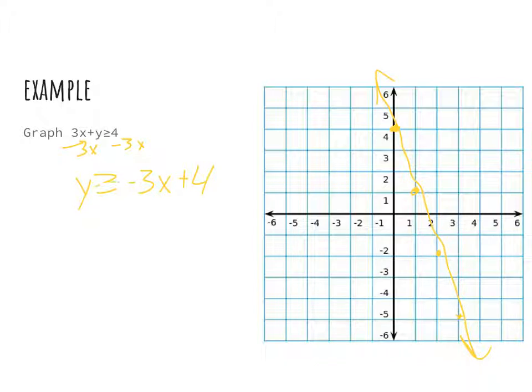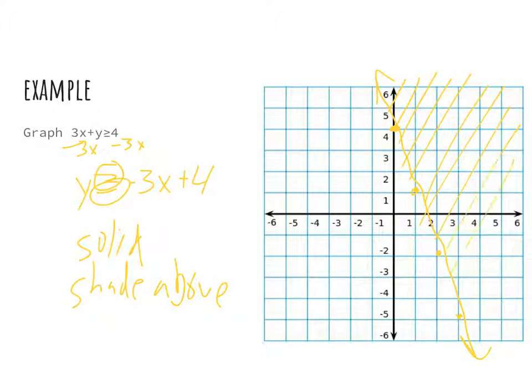Okay. The or equal to means it's a solid line. The greater than means we shade above. So solid line shaded above.